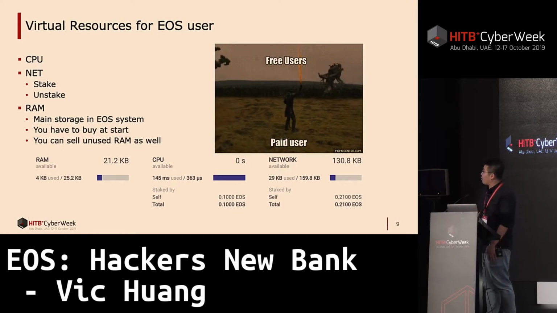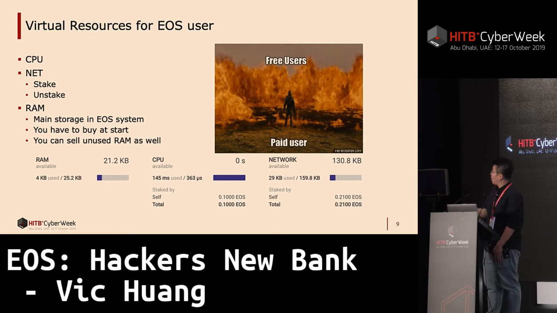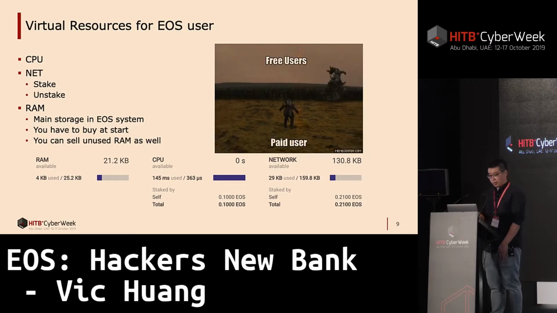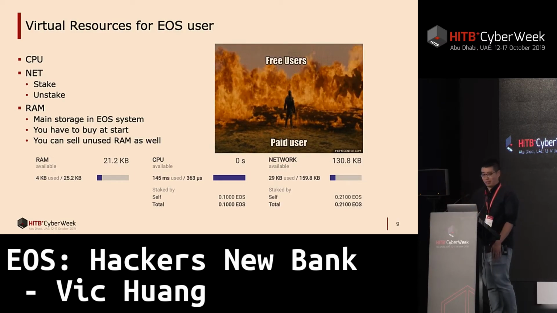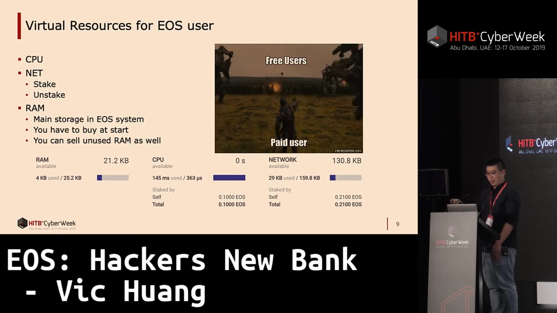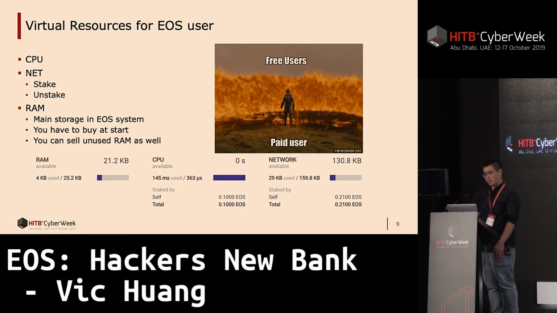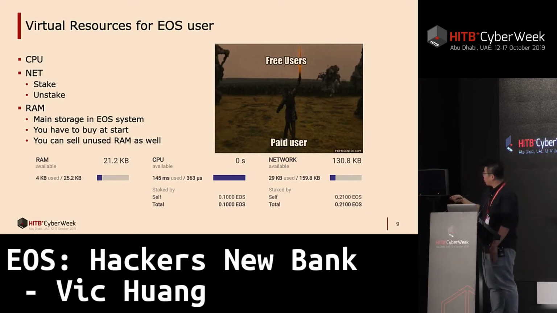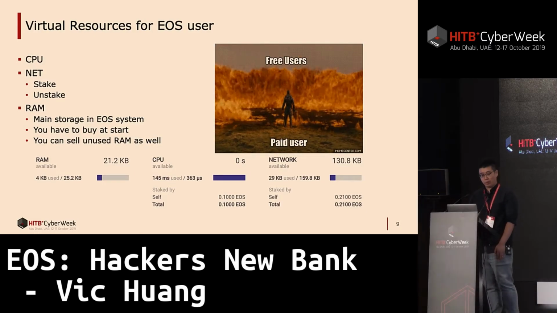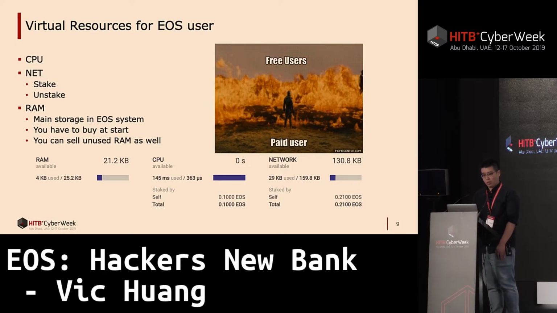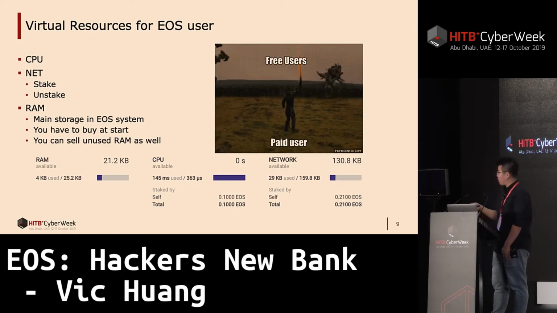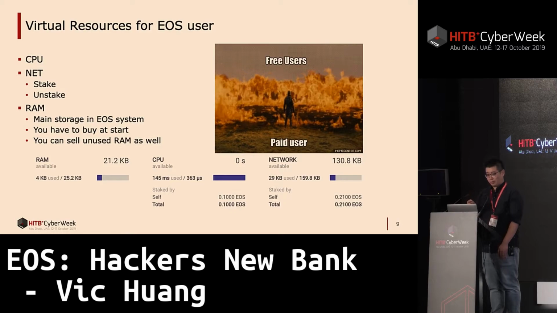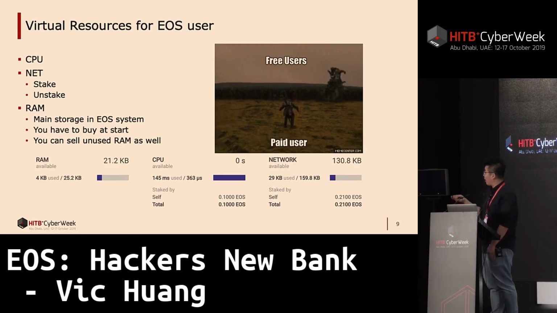There are some features of EOS. It has virtual resources for the EOS user. The first two are CPU and net, which are used when you send transactions. The third one is RAM. RAM is the main storage in the EOS system, and you have to buy RAM first because you will write variables or data into it.